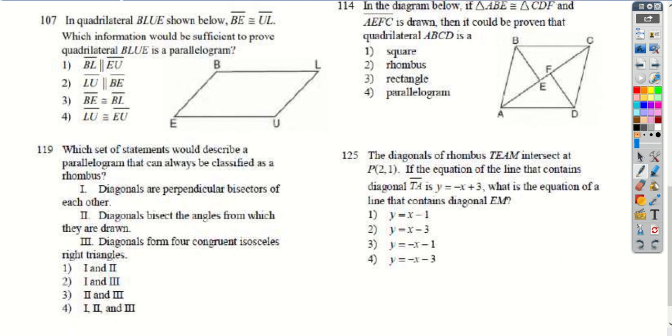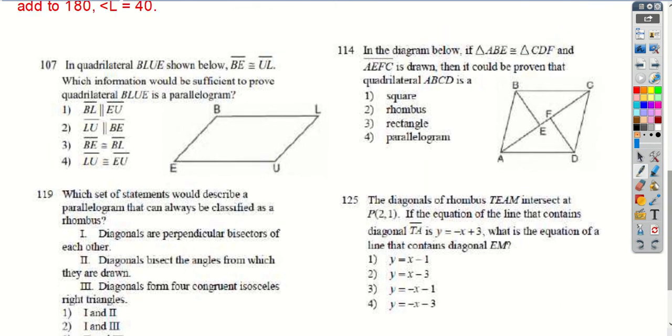Number 107, just some properties here. Based on what we know, what else would we be able to show? If we know that BE and UL are congruent, what else would we need to show it's a parallelogram? There are only two other options. The first option is that the other two sides are congruent, so we're looking for BL and EU congruent, which does not show up. We have LU and EU, which are next to each other, so that doesn't work. And we have BE and BL, which are next to each other, and that doesn't work.